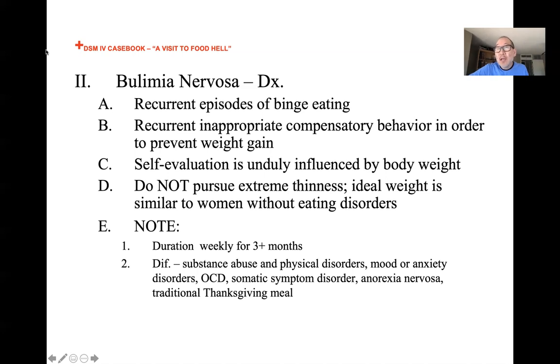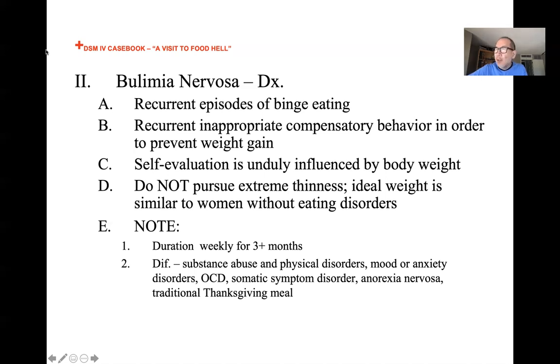And as you noticed in the example I just presented, there are certain types of foods which are very common. Those foods are high in carbohydrates, fats, sugar, and so on. People don't usually binge on things like celery or carrots. So it's characterized by these episodes of binge eating with recurrent and inappropriate compensatory behaviors, typically exercise.